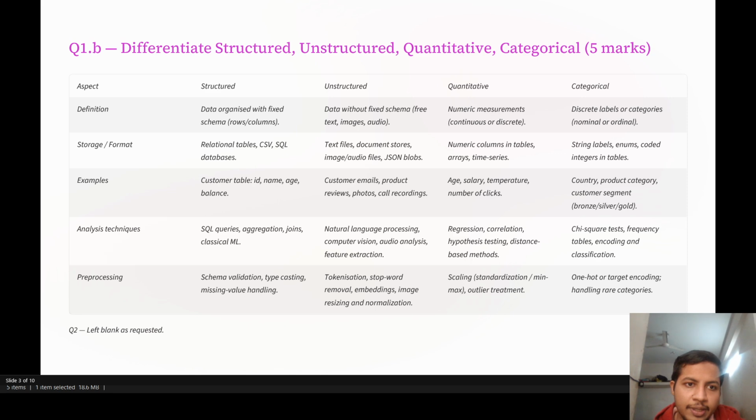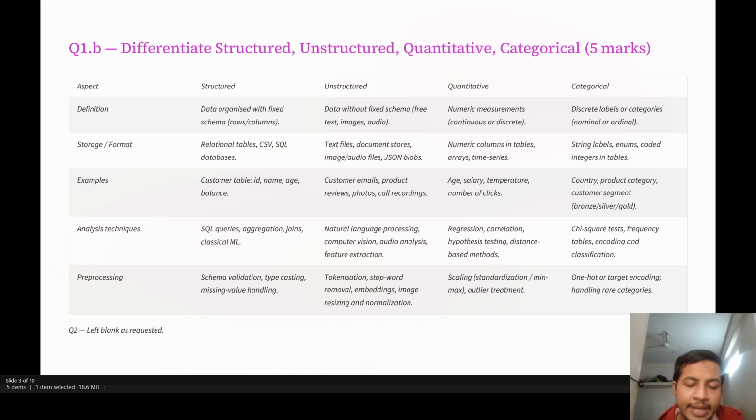Now storage format. In structured, it is relational tables, comma separated values, SQL (structured query language) databases. And in unstructured, text files, document stores, image and audio files, JSON, blobs, JavaScript Object Notation. Quantitative, as I already mentioned, contains only numerical values, numerical columns in tables, arrays, time series. Categorical: string labels, enums, quoted integers in tables.